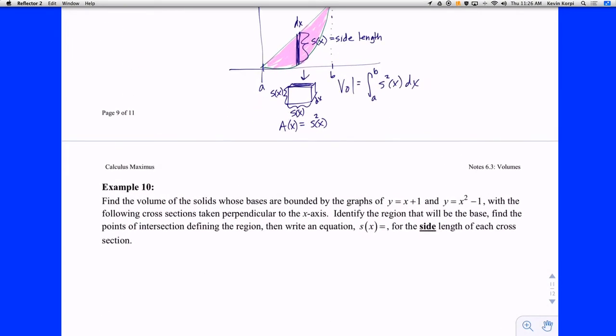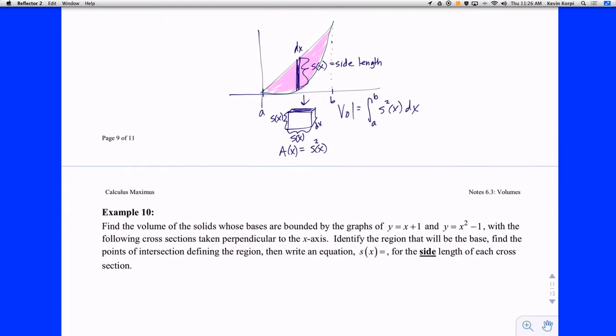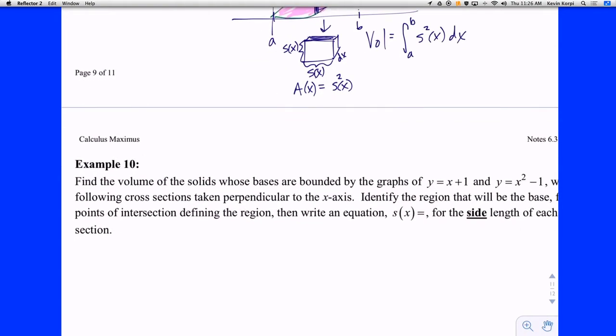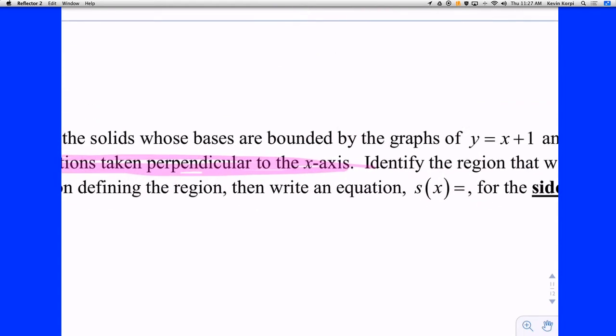Example 10 says find the volume of the solids whose bases are bounded by the graphs of y equals x plus 1 and y equals x squared minus 1 with the cross sections taken perpendicular to the x-axis. That kind of phrasing is the red flag that tips you off that this is a solid. You're finding volume, but it's not generated by revolving around any axis. It'll say cross sections, and this is one of the few times where it'll specify how you're slicing it. It'll tell you slice it perpendicular to the x-axis or perpendicular to the y-axis.